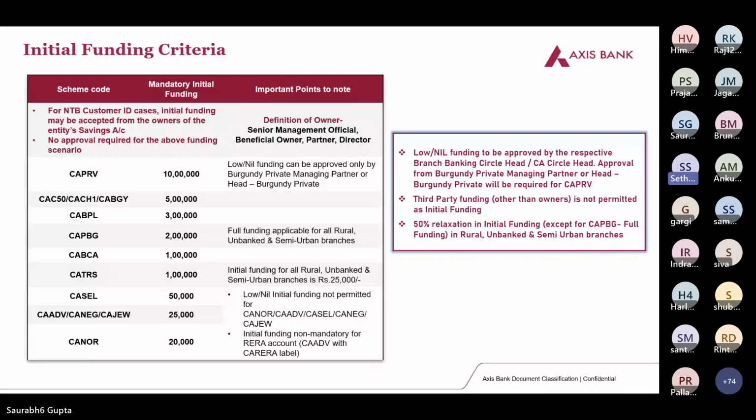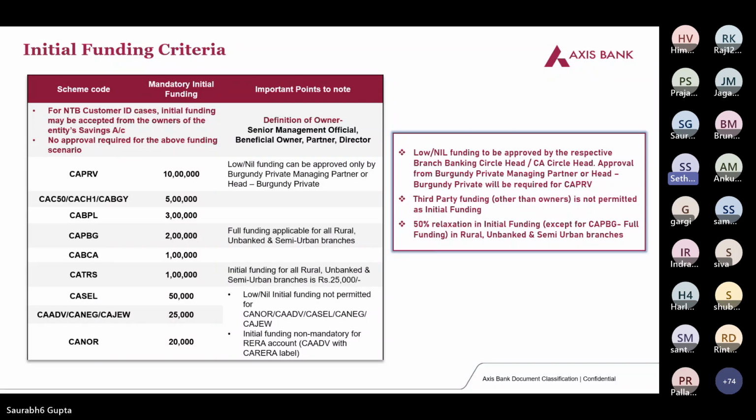So like I mentioned, in case of a current account, there is a mandatory initial funding criteria for a certain variant of current account, and the amount of initial funding also varies with the variant in which the current account is opened. For example, our lowest current account variant, which is a normal current account, has a mandatory initial funding criteria of 20,000. So an initial funding check of 20,000 is a mandatory requirement for opening that account. Similarly, depending upon the variant, the mandatory initial funding criteria also varies.